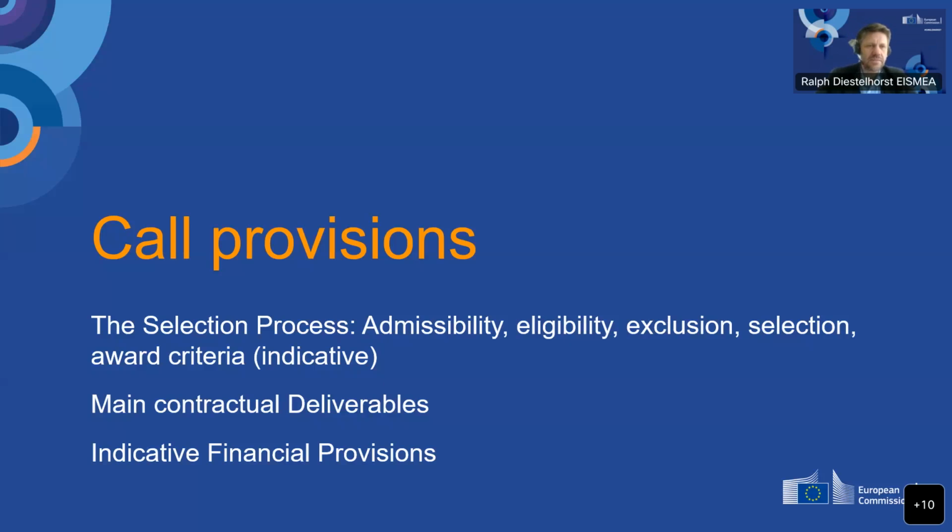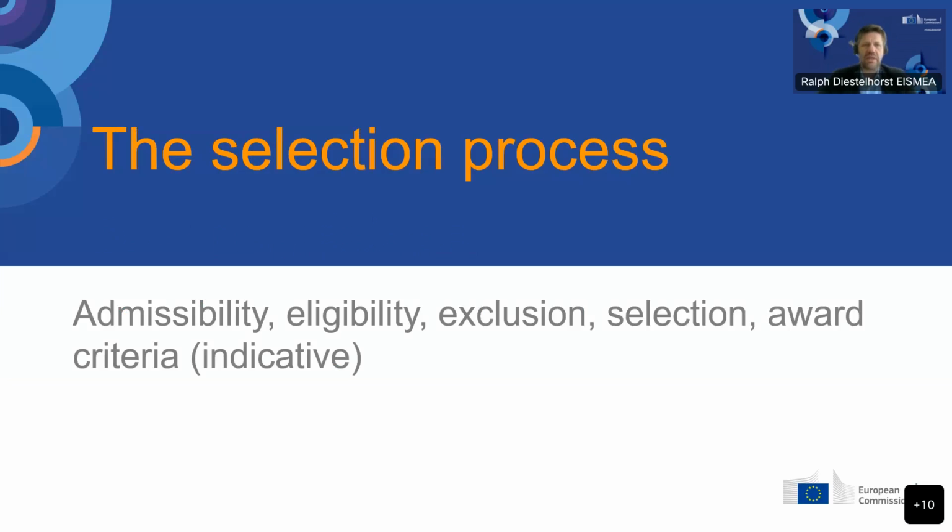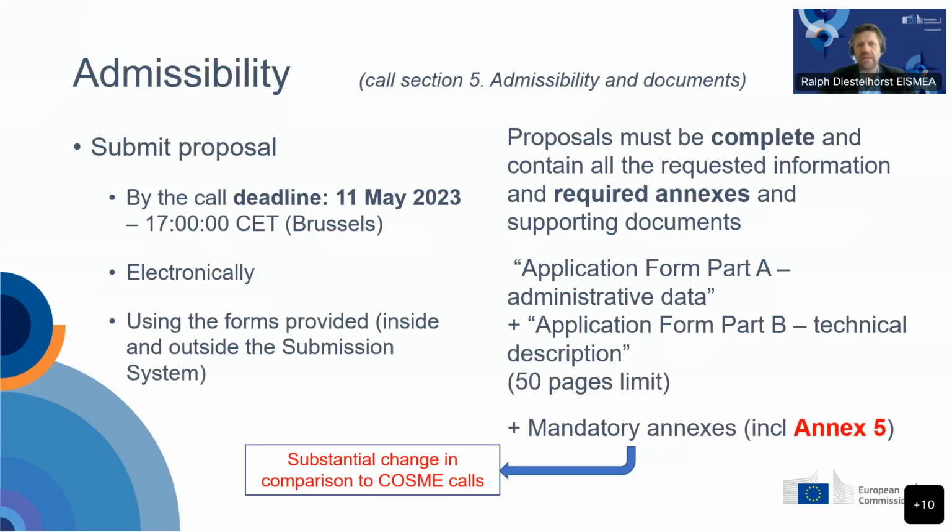So let's go to the selection process. We distinguish admissibility from eligibility, exclusion and selection, and finally the qualitative award criteria that we look at one by one. Next slide, please. What do we mean by admissibility? In two words, basically it means, was the proposal submitted by electronic means, on time, and is it complete? That's it. And if these are fulfilled, a priori your proposal is put forward to the next step.